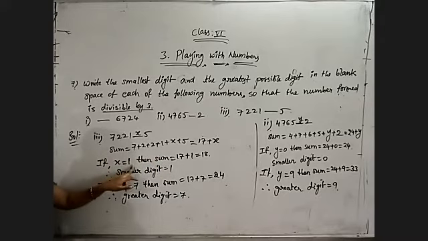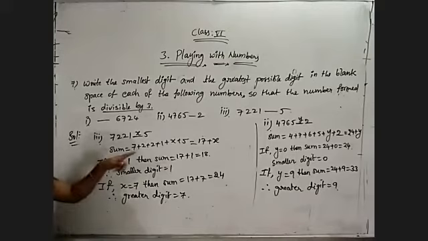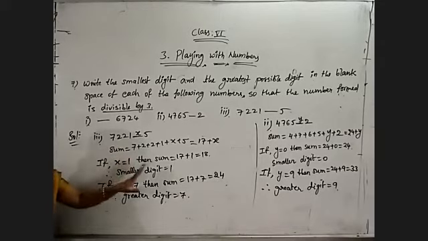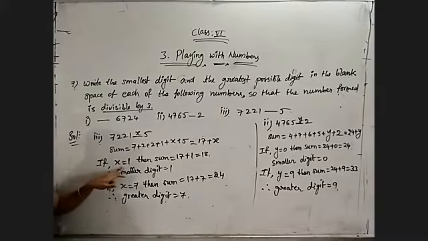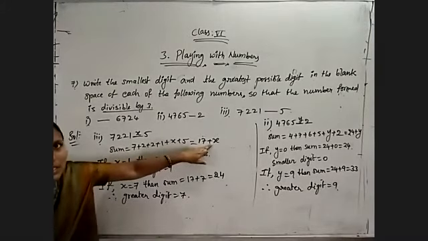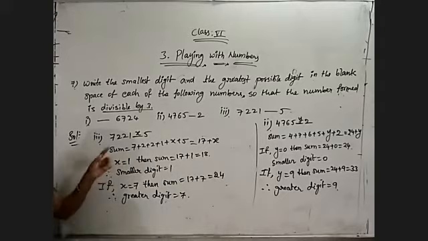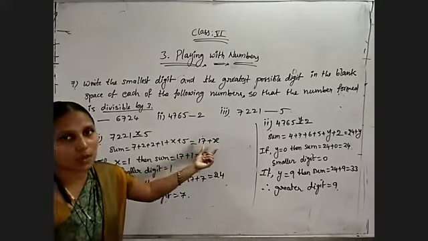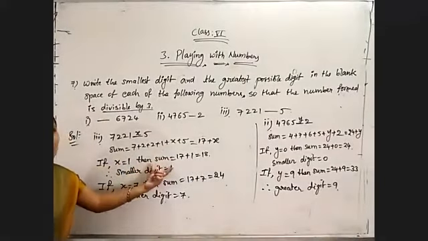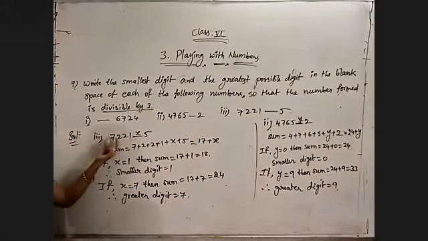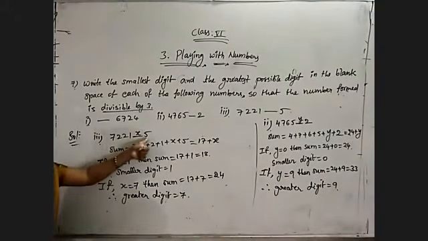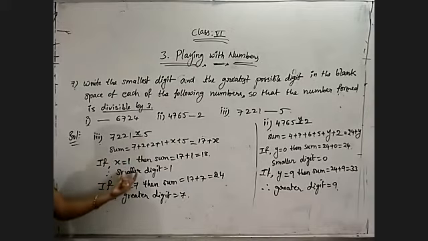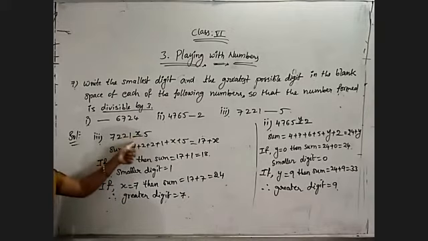So when x is equal to 0, what is the sum? When x is equal to 1, what is the sum? Find out. Where we get a multiple of 3, that is the required number. When x is equal to 0, 17 plus 0 is 17. 17 we will not get in the 3 table. Then go on to the next number, that is 1. If x is equal to 1, 17 plus 1 is equal to 18. That 18 is a multiple of 3. That means 7, 2, 2, 1, 1, 5 is divisible by 3, so the smaller digit is 1. In place of x, I can place 1.